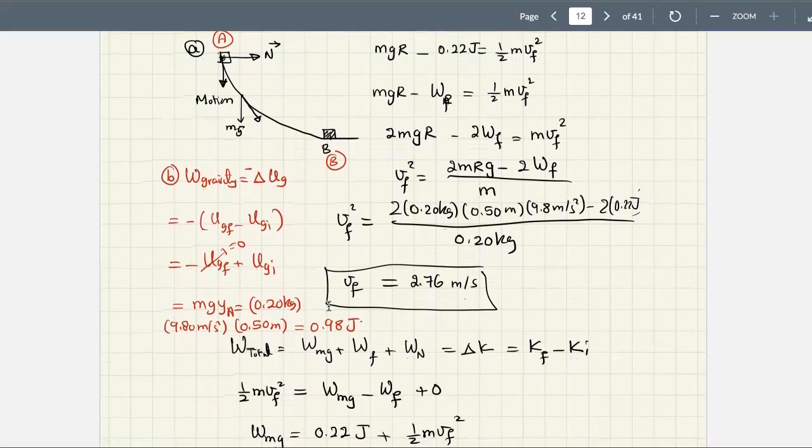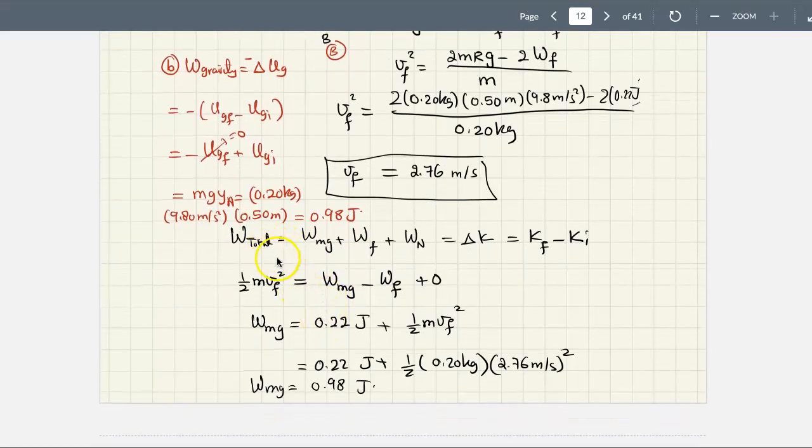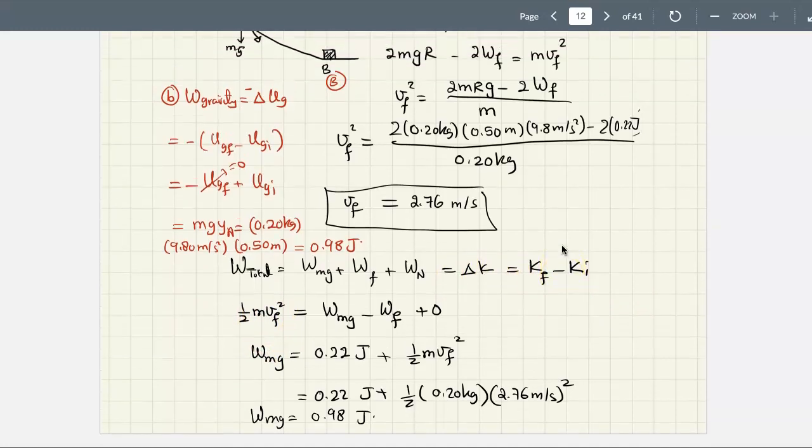What I can do is I can say that the total work done is going to be equal to the work done by weight, work done by friction, and work done by the normal. This is at point A. We are going to find that this is going to be 0, and the weight is vertical, and I will say this all equals the change in the kinetic energy.